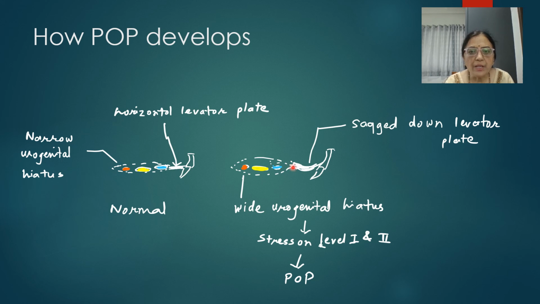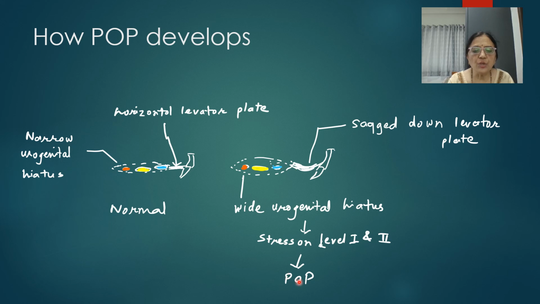As this levator plate sags down, as you can appreciate compared to here, the levator opening becomes wider because of the lower tone of the levator plate, and because of this widening there is stress on level 1 and level 2 of DeLancey. That means at the upper one third and middle one third of the vagina, keeping the structure in its normal anatomical position becomes more and more stressful because of the widening of the opening.